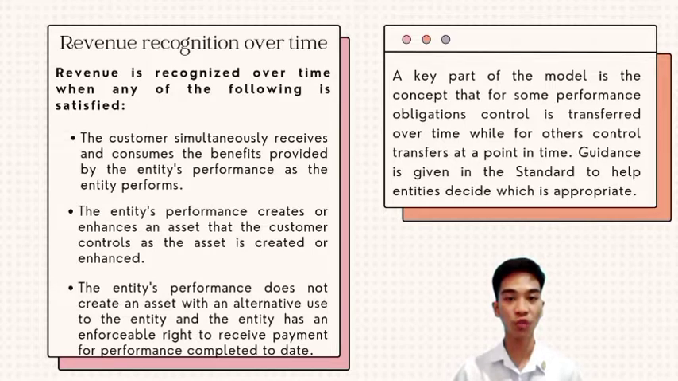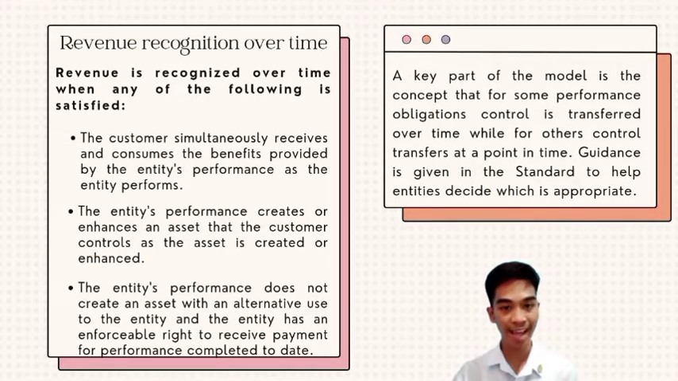Revenue is recognized over time when any of the following is satisfied. Letter A, the customer simultaneously receives and consumes the benefits provided by the entity's performance as the entity performs. For example, routine or recurring payroll processing services. Letter B, the entity's performance creates or enhances an asset that the customer controls as the asset is created or enhanced. For example, constructing an asset on a customer site.